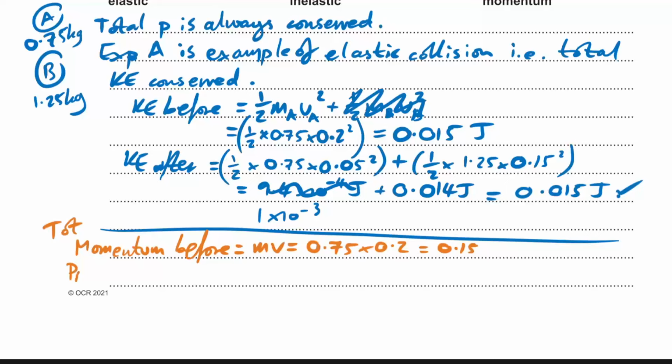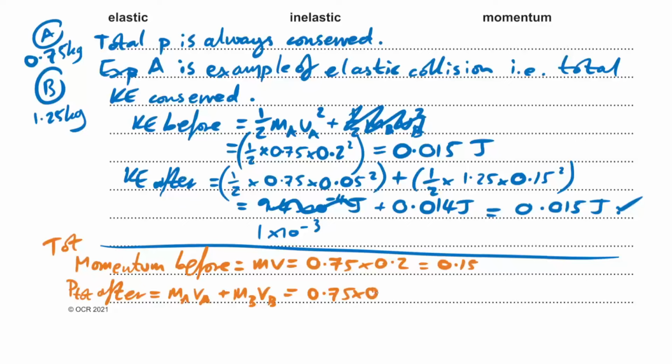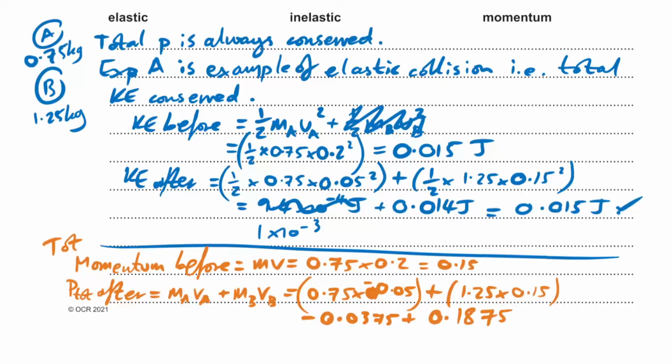And we can say P total, total momentum after, is equal to, oh, I've already got it, don't I? So let's say MA VA plus, but we've got to be careful with our signs, don't we? MB VB, so that is 0.75 times, what did it come back at? 0.05, but it comes back, so I'm going to say minus for that one. Plus 1.25 times, I say 0.15. And so, if we do 1.25 times that, this gives us minus 0.0375 plus 0.1875. And sure enough, that gives us just bang on again, 0.15 kilogram meters per second.